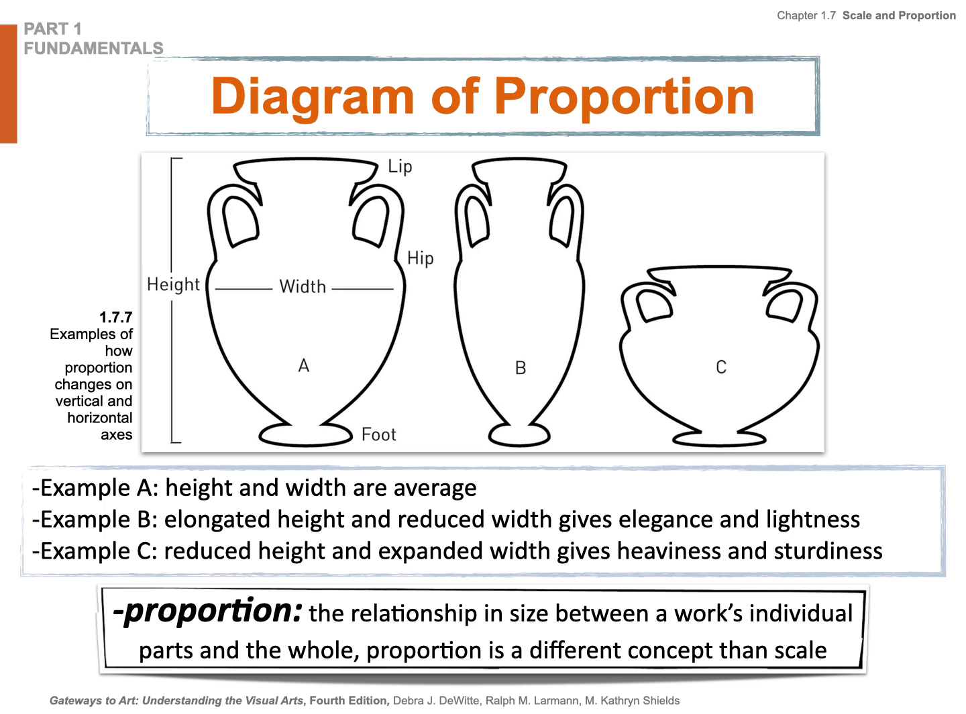Now look at vase B in the middle. The height has been elongated and the width narrowed. It's taller and skinnier, and generally we describe that as elegant and light. Vase C on the far right has had the opposite mutation from the standard vase shape. Vase C has been shortened and made wider, giving it visual heaviness and sturdiness. We can see by these permutations in a common object such as a vase that help us to understand that proportion is the relationship between a work's individual parts and the whole.